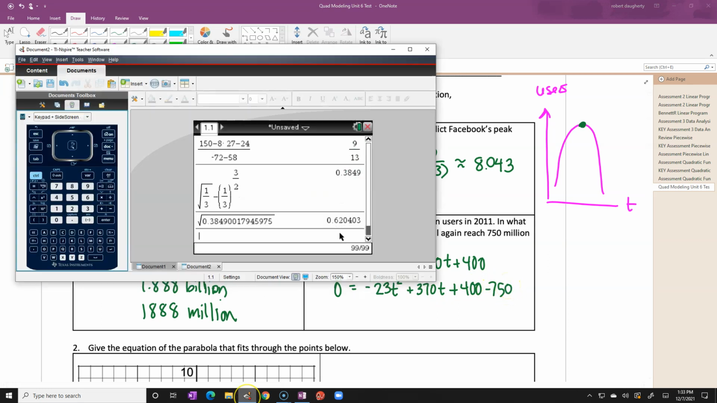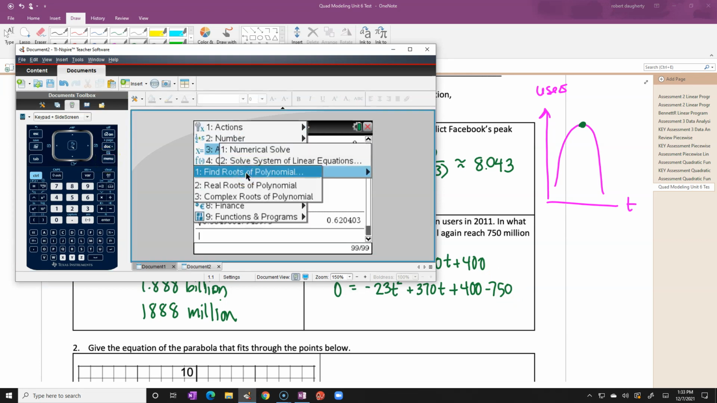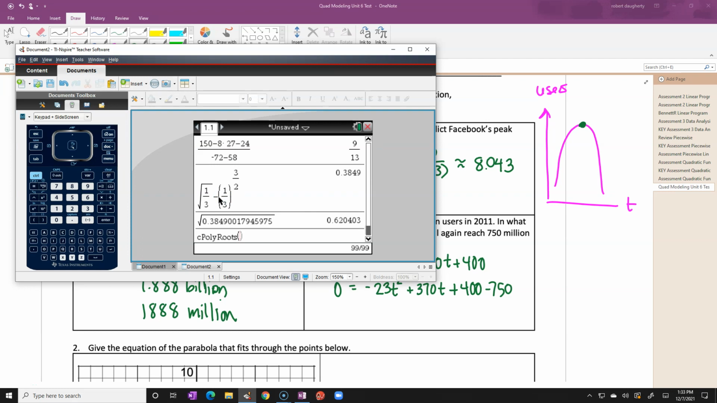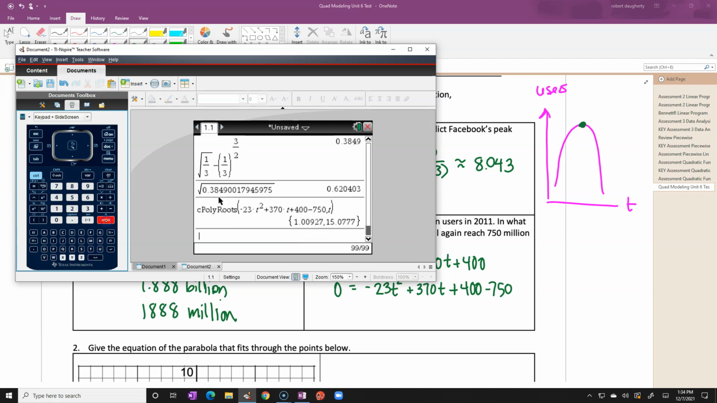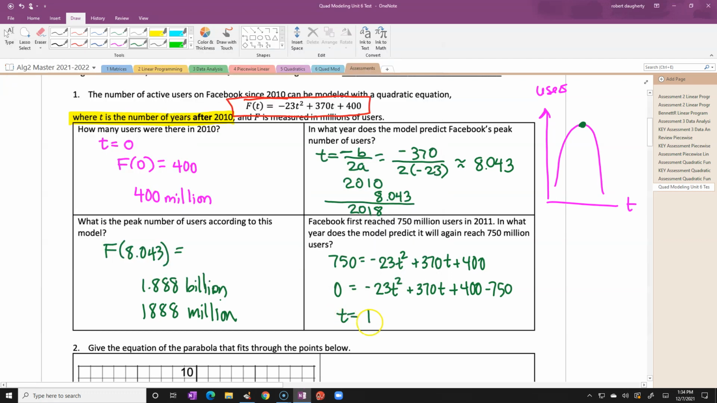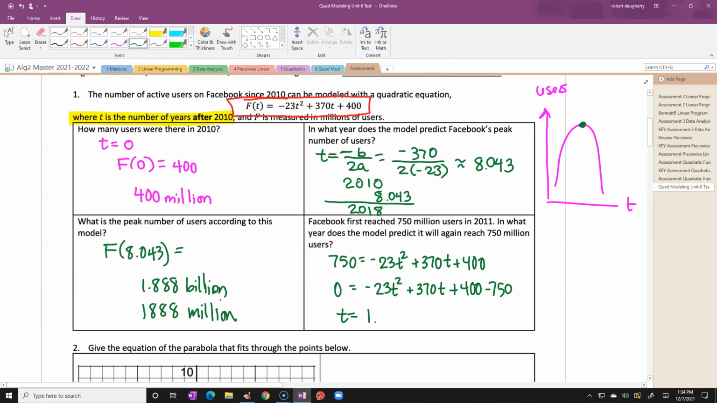So let's go to the calculator for that one. So menu, algebra, complex polynomial roots. So my equation is negative 23t squared plus 370t plus 400 minus 750. And then you just have to say what the variable is. So comma t. And so that's 1.09. So t is equal to 1.009 and 15.07.